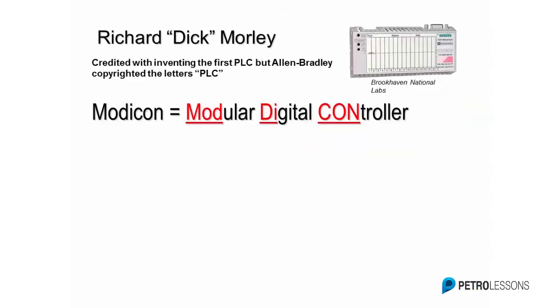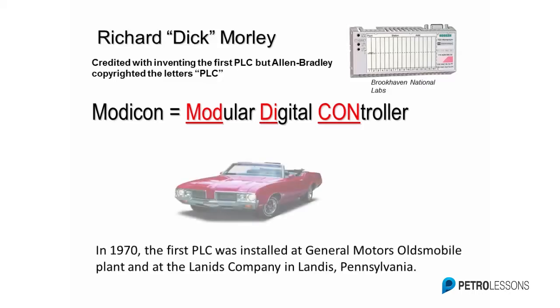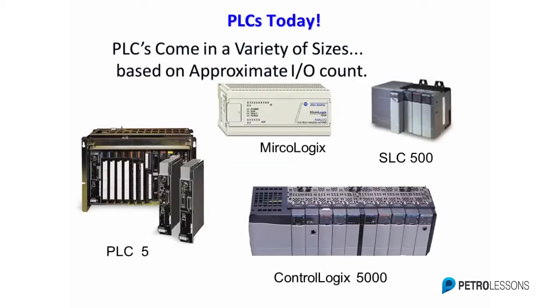Dick Morley is given credit with inventing the first PLC, but Allen-Bradley copyrighted the letters PLC. In 1970, the first PLC was installed at General Motors' Oldsmobile plant at the Landis Company in Landis, Pennsylvania. Today, PLCs come in a variety of sizes based on approximate I/O count.